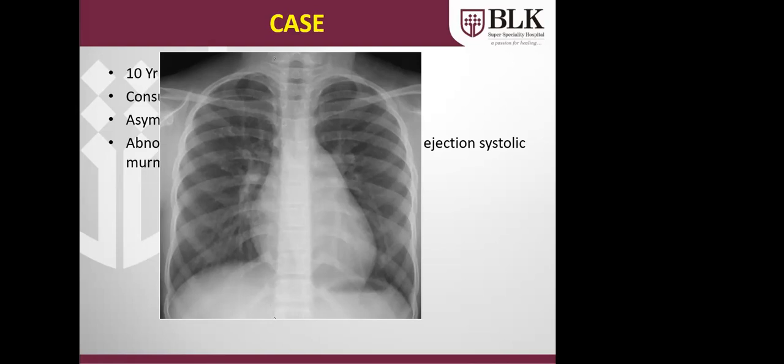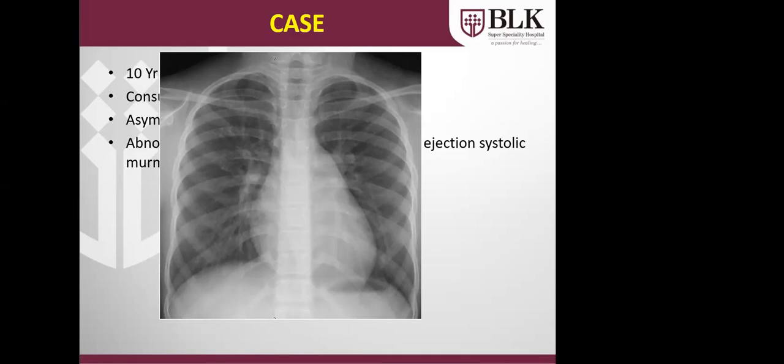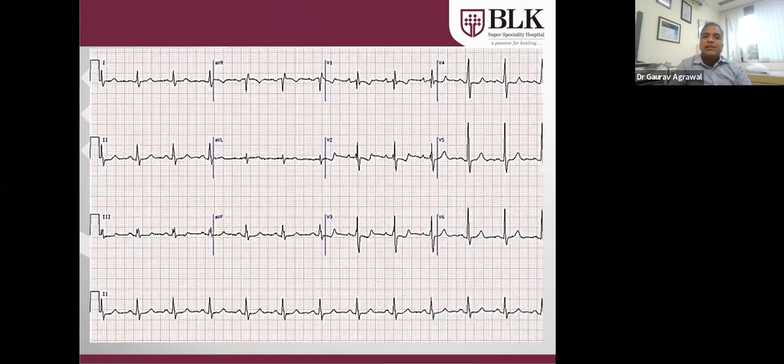Sir, pulmonary plethora. Pulmonary plethora is there. The right heart is enlarged, right atrium is enlarged, right ventricle is also dilated. This is a typical X-ray of large atrial septal defect.